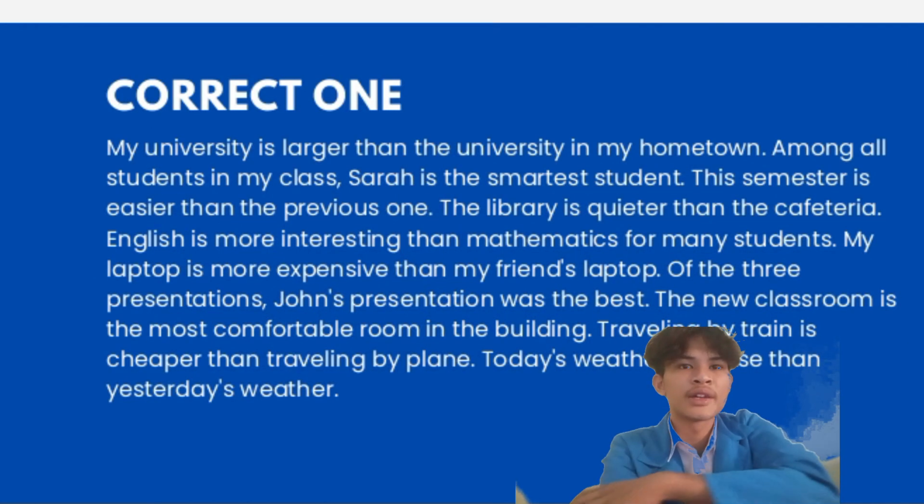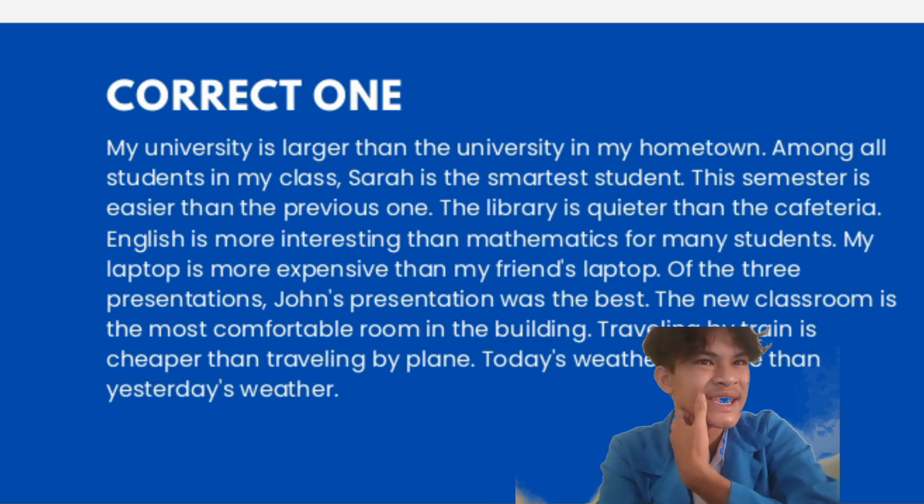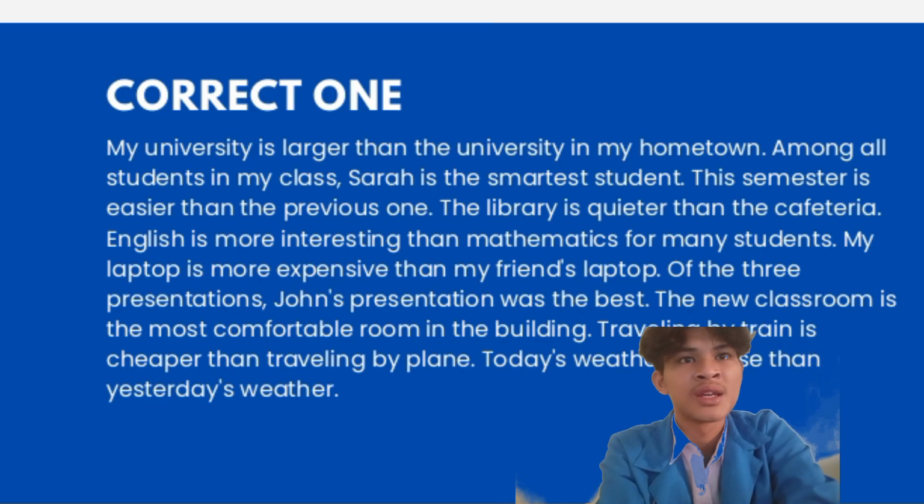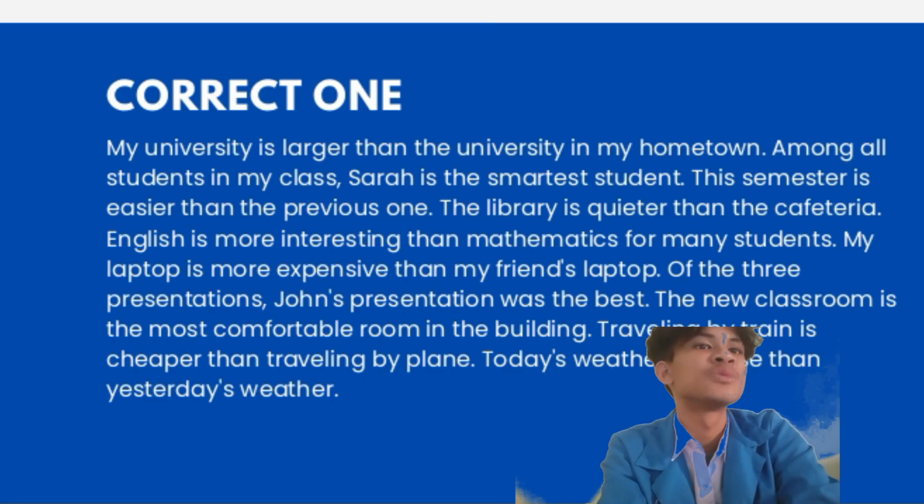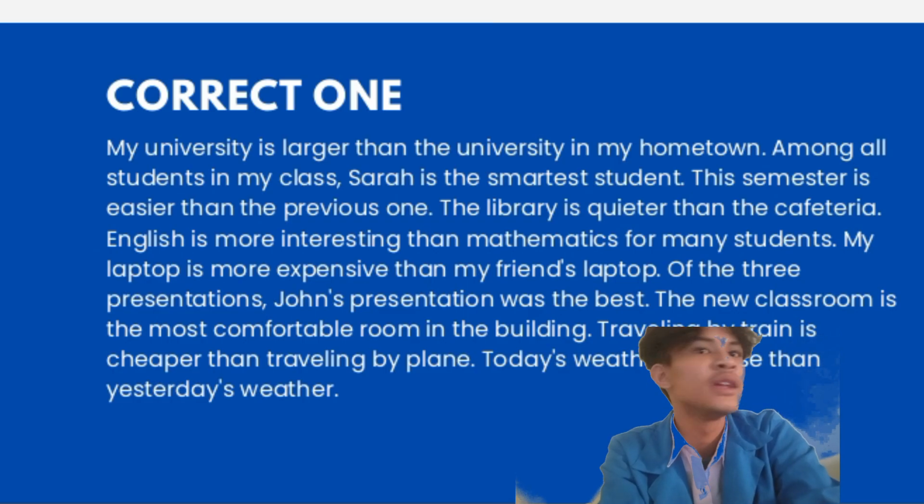So the correct one is, my university is larger than the university in my hometown. Most students in my class, Sarah is the smallest student. This semester is easier than the previous one, and the library is quieter than the cafeteria. English is more interesting than mathematics for many students. My laptop is more expensive than my friend's laptop.